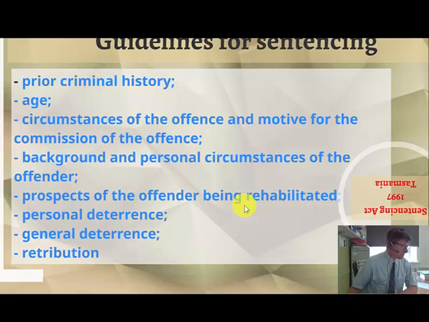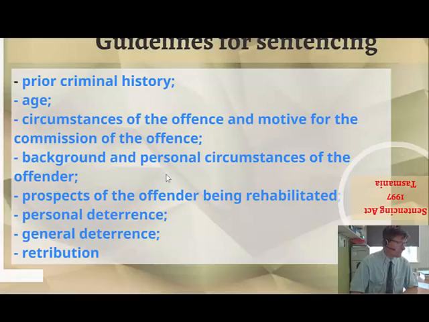Will it be a personal deterrence? And will it be some sort of retribution? So will they feel retribution from the act, and hopefully they won't do it again.